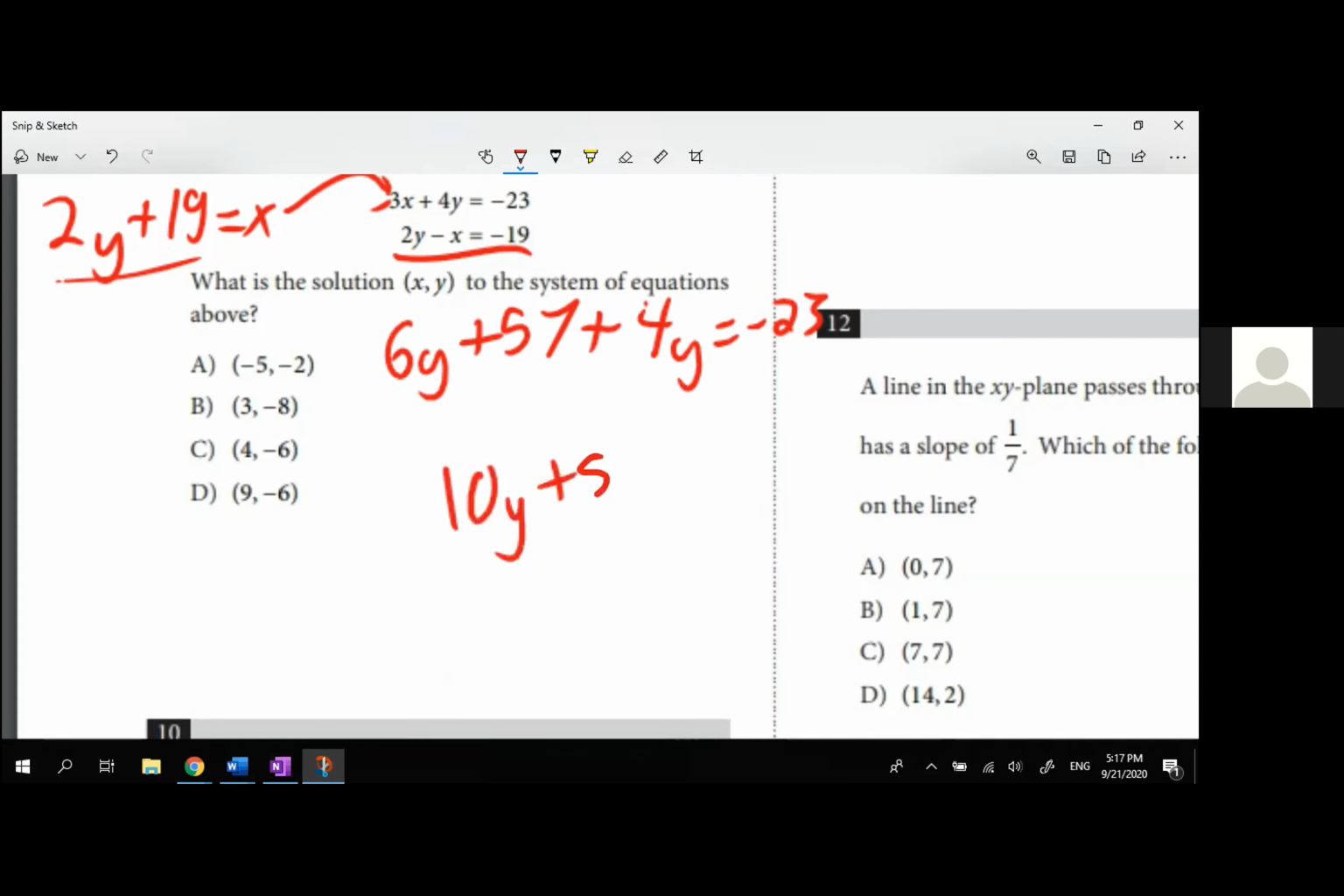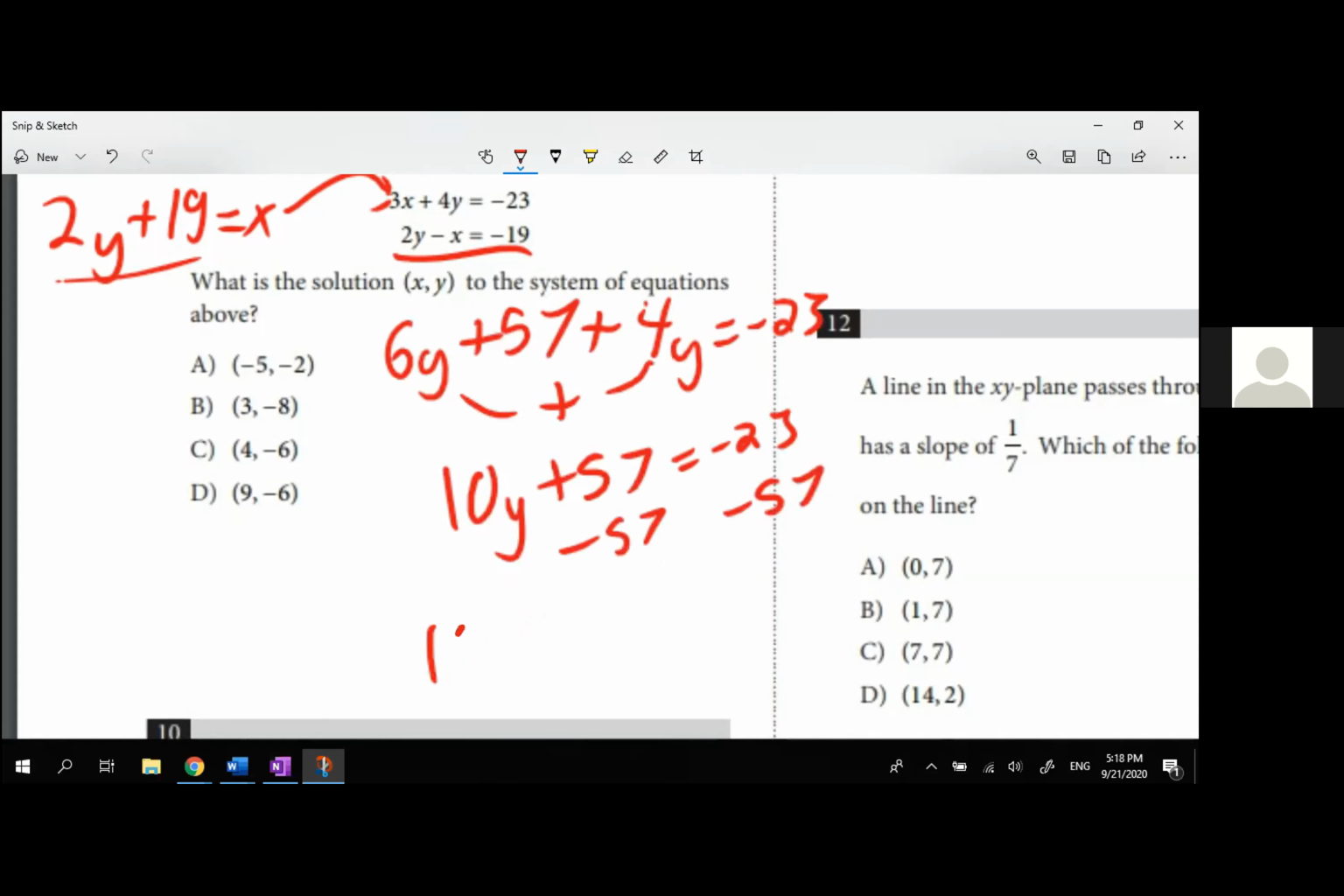10y plus 57, so I'll make it a bit easier to understand. That might be harder, honestly. But we've got 10y plus 57 equals negative 23. What we do at this point is we want to get this y alone so we can solve for y. So 10y plus 57 equals negative 23. What we can do from here is subtract this 57.